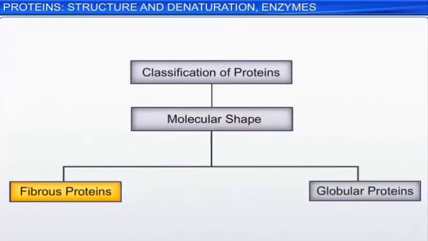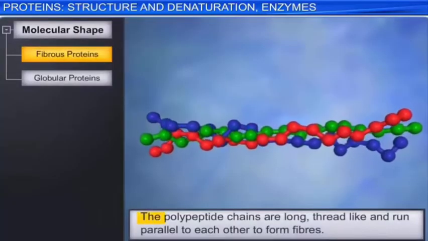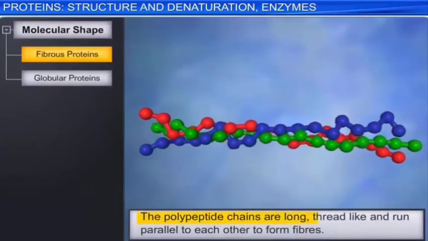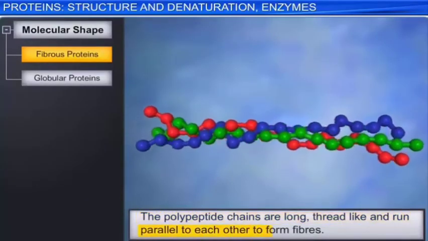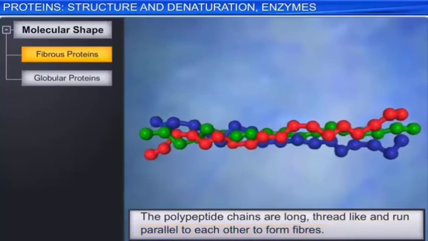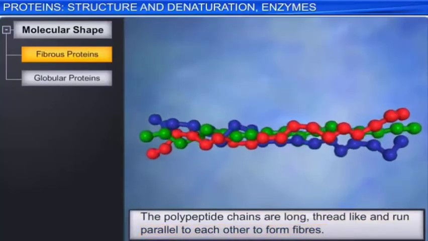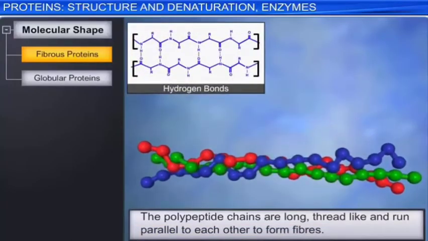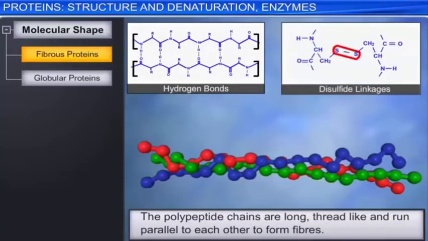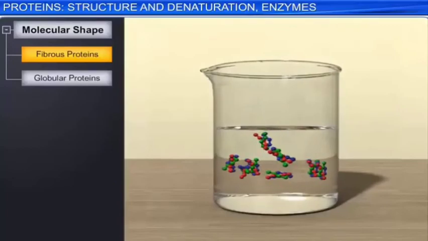In fibrous proteins, the polypeptide chains are long and thread-like and run parallel to each other to form fibers. These parallel chains are held together by hydrogen bonds and disulfide linkages. Due to their strong intermolecular forces of attraction, fibrous proteins are generally insoluble in water.